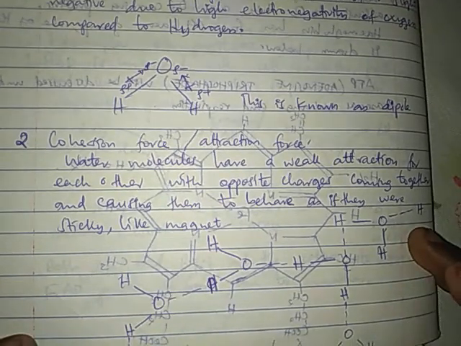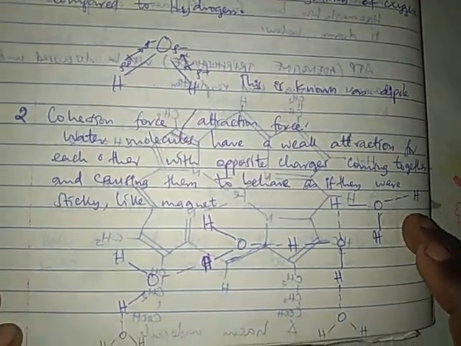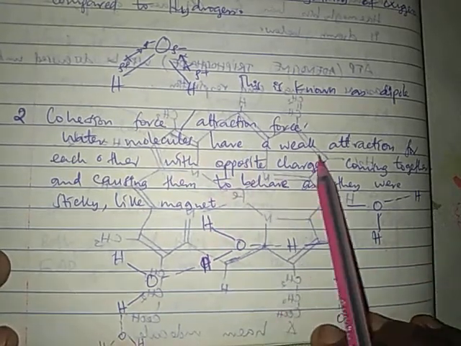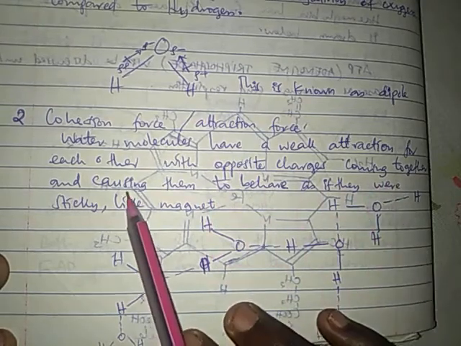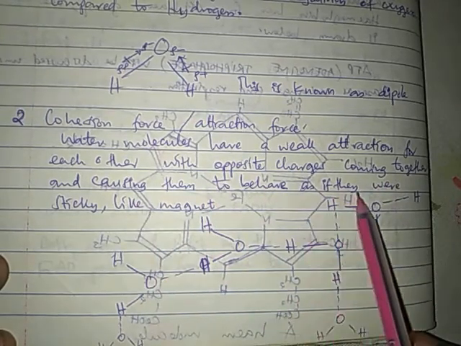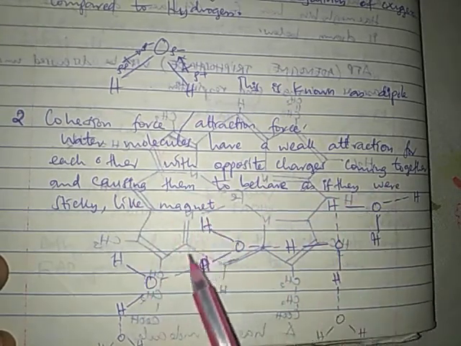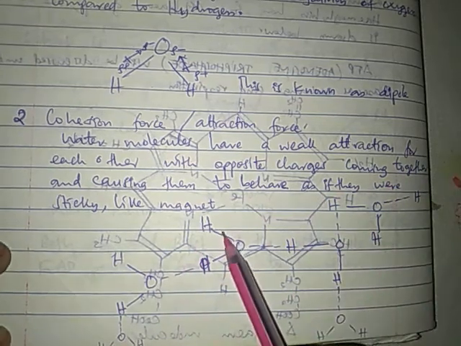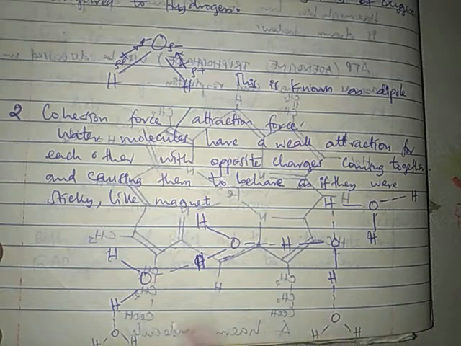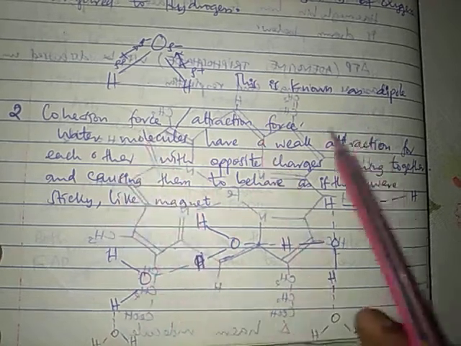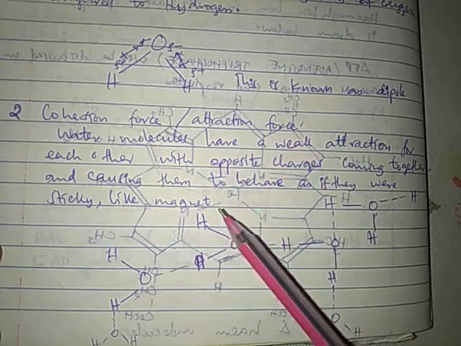Water molecules, they have ability to attract each other. Water molecules have a weak attraction for each other, with opposite charges coming together and causing them to behave as if they were stuck like magnets. Hii tutaenda kuiona sana kwenye topic ya transportation, kwamba tunavyokuwa tuna transport water toka kwenye mizizi kwenda kwenye majani, huwa lazima cohesive force au attraction kati ya water molecule iwe ni ya muhimu.